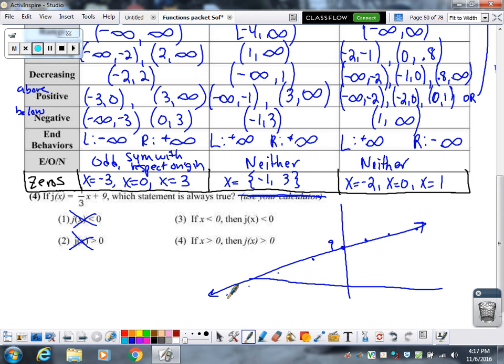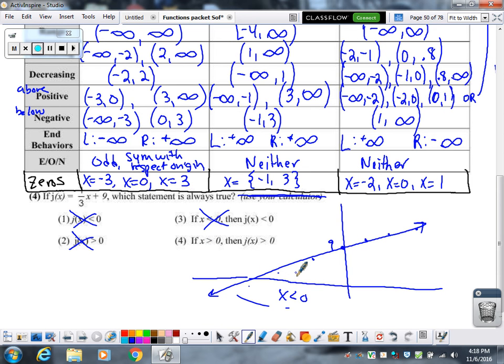Number 3, if x is less than 0, then j of x is less than 0. Or should we say, if x is less than 0, so that means all these x values here that are negative, is it true that this entire function is also less than 0? Nope, because only part of it is. This part is still positive.